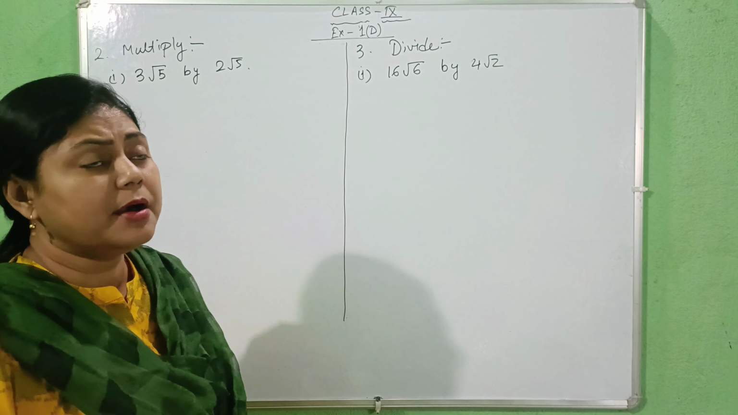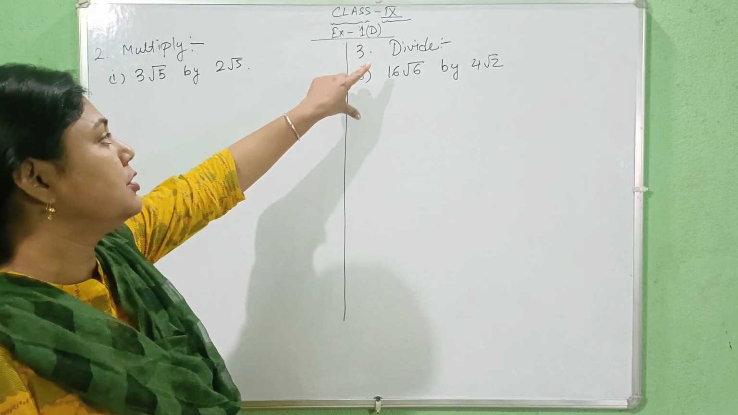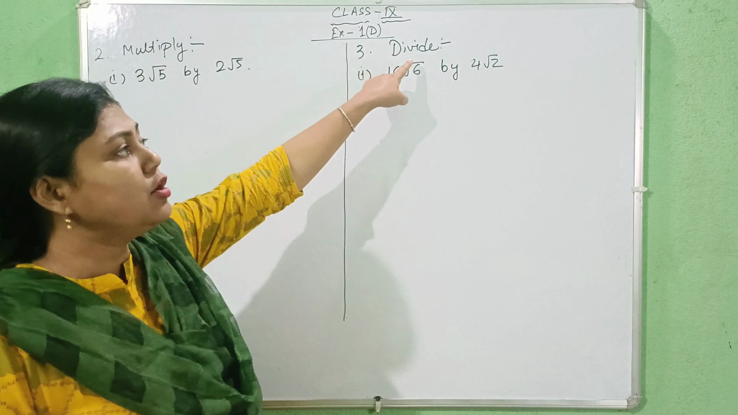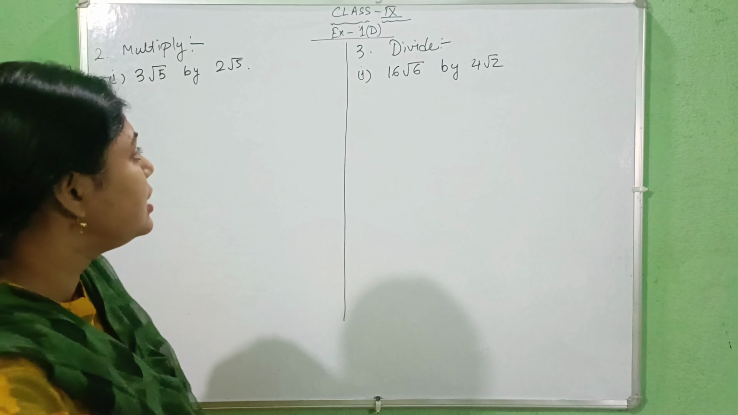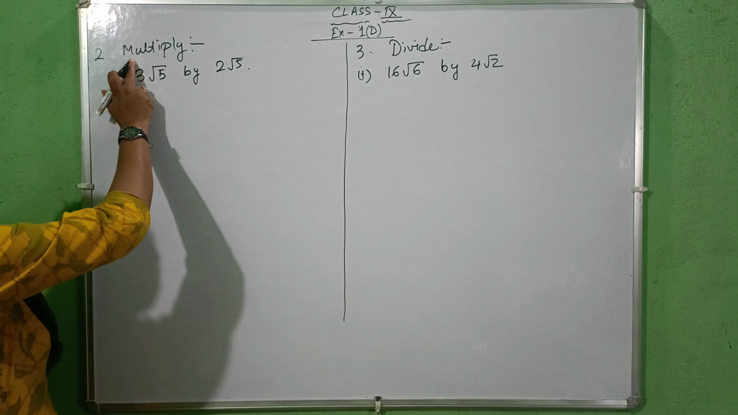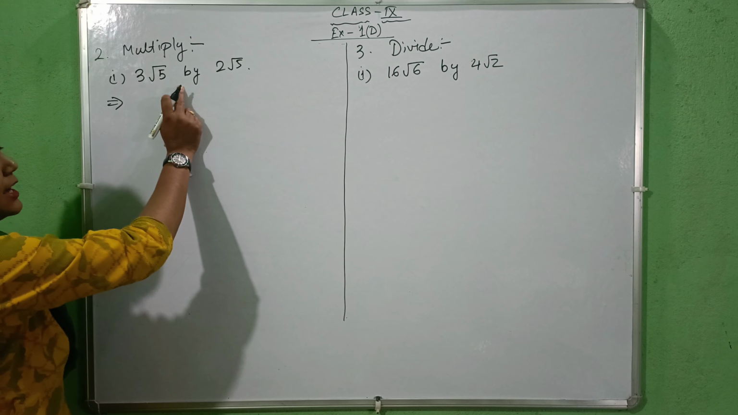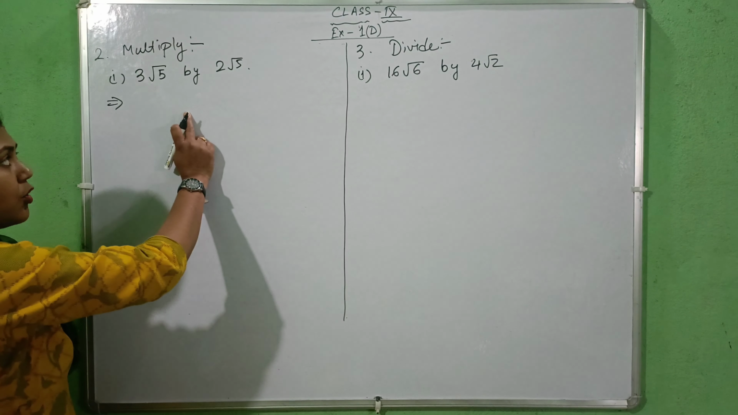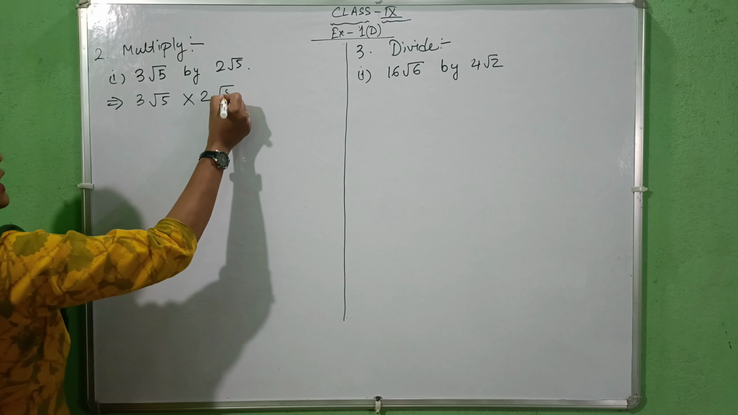So next sums I have taken from multiplication and division. The second sum belongs to multiplication and the third sum belongs to division, and I have already written one sum from there. Okay, so let's have a look at this sum at first. Okay, what to do? Multiply. So in case of multiplication, we replace the word by with the into sign. Okay, so 3 root 5 into 2 root 5.